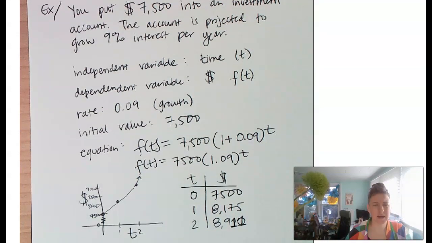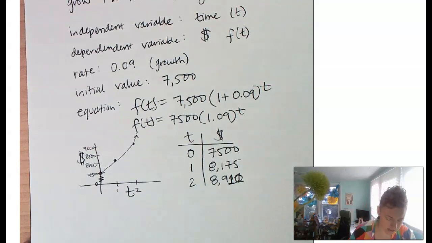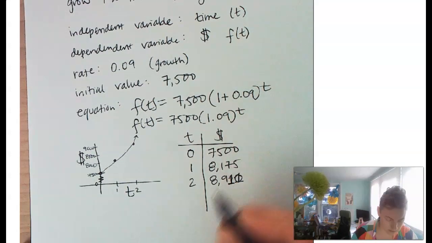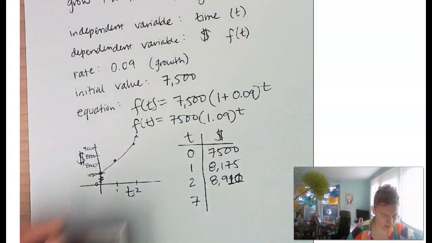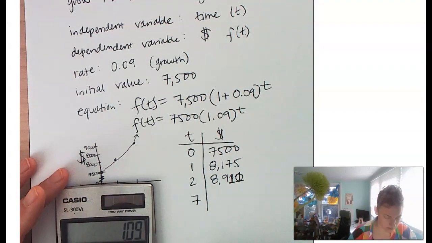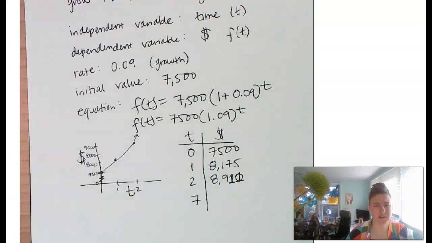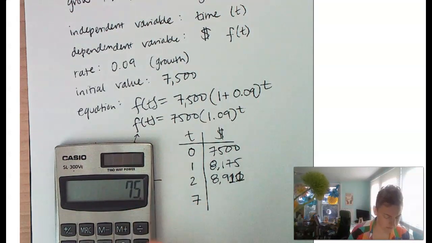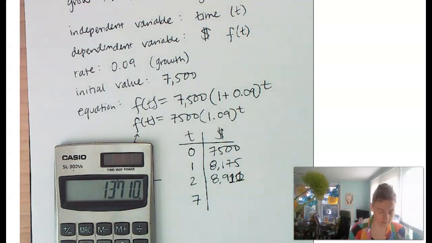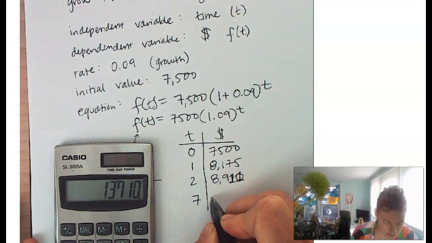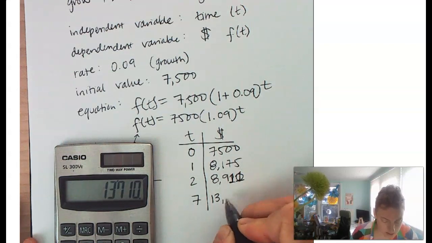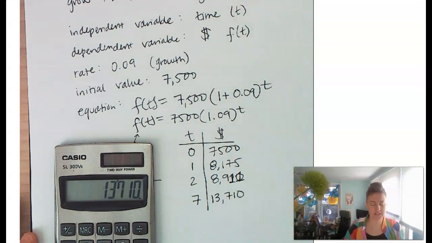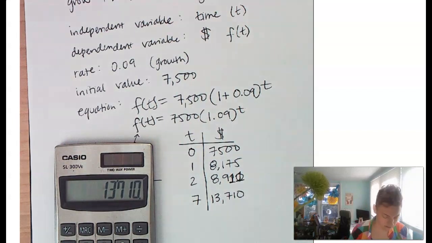How much money would we have after 7 years? If we plug 7 in here, we're at 1.09 to the 7th power. I'm not going to use this calculator. I'm going to go find a different one and come back to that. Turns out 1.09 to the 7th power is 1.828 times our 7,500 initial. Holy crap! After 7 years, we have $13,710! How much money did we make?